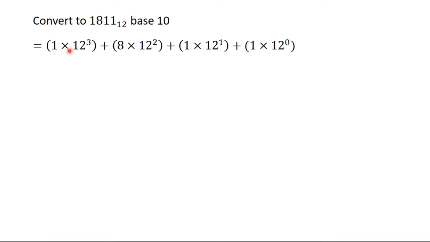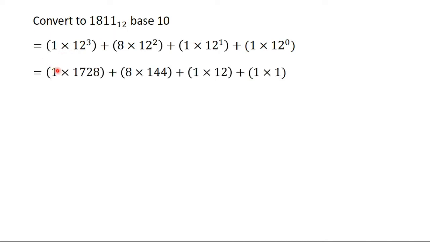The next is to convert the next number, which is 1811 base 12. So you are converting this to base 10. You multiply every digit with the base, 12, then you order the powers: 0, 1, 2, 3. 1 times 12 exponent 3 will give us 1728, plus 8 times 12 squared, and 12 squared will give us 144. 1 times 12 exponent 1 will give us 12, plus 1 times 12 exponent 0 will give us 1. Any number raised to the power 0 is 1.